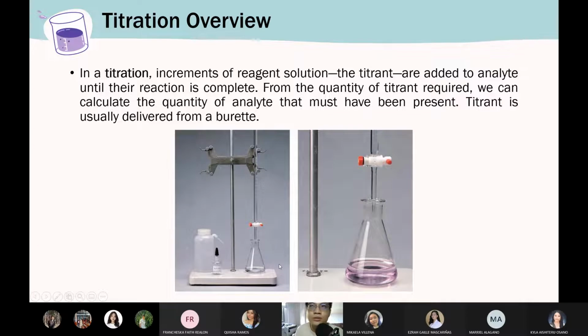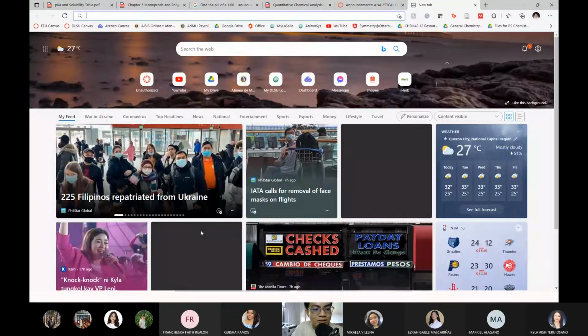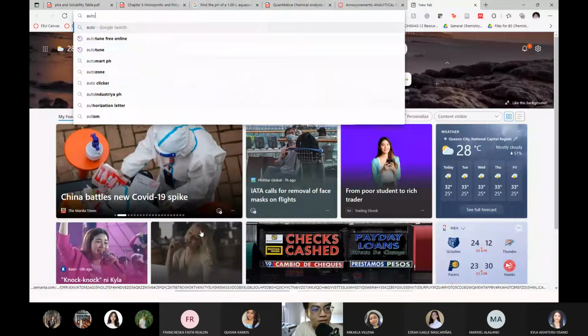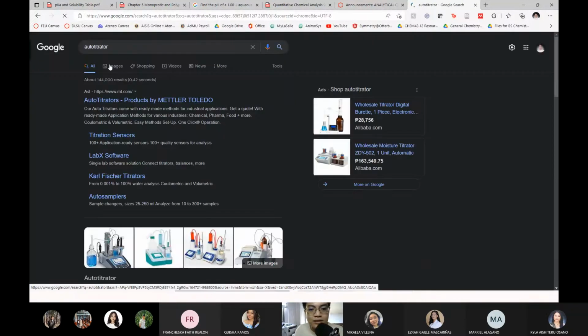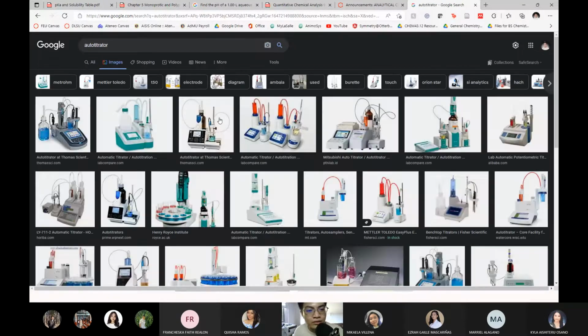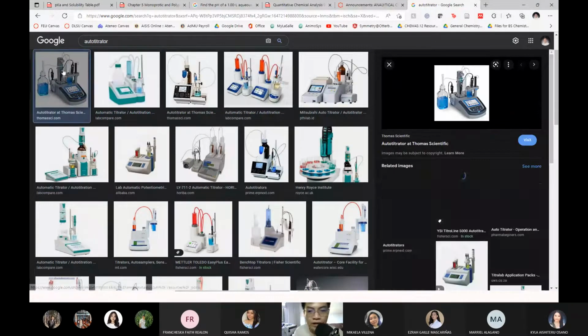In modern laboratories, they have this thing called an autotitrator, which is really nice. This autotitrator can do the chemical analysis for you. It will report the pH curve. It's easier: you just put in the chemical, and it takes care of the rest. This autotitrator is very expensive, but if you have this in your laboratory, it's wonderful.